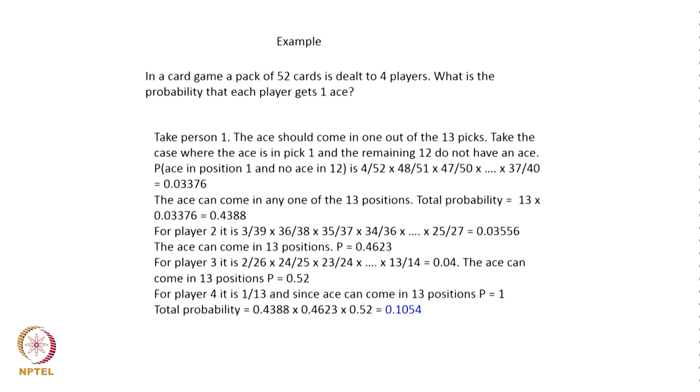And therefore, for the second person, there are only 39 cards that are remaining, and since the first person has got only one ace, 3 aces are remaining in these 39 cards, and therefore this person gets 3 by 39 is the probability of getting an ace in the first pick. Now, probability of not getting an ace in the remaining picks are 36 by 38 into 35 by 37 and so on, because with every pick you realize that the denominator is reducing by 1 because one card is given.